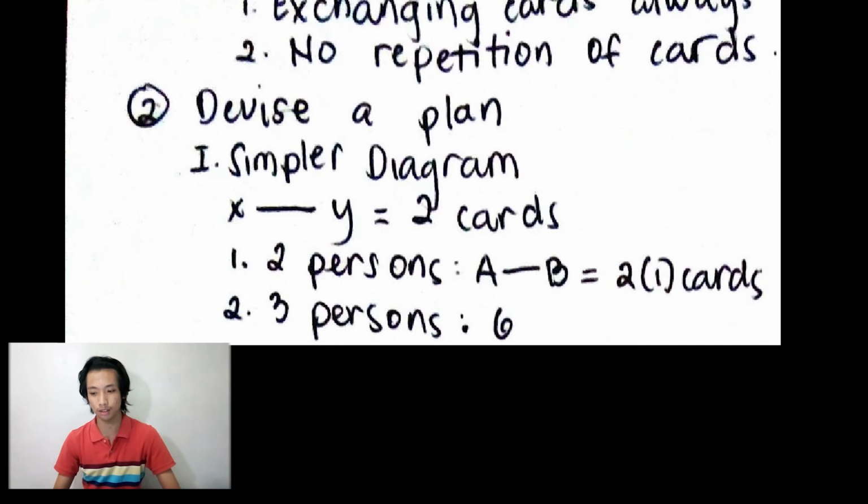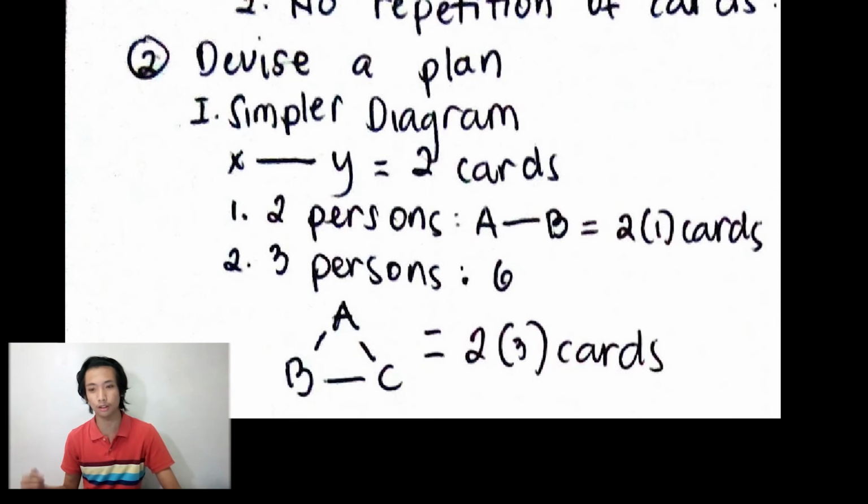Each line is equal to 2 cards exchanged, since, like what I said, person A gives a card to person B and person B automatically gives a card to person A because it is an exchange. So for 2 persons, the total number of cards exchanged is 2, since the number of created lines between them is just 1. For 3 persons, the total number of exchanged cards is 6, since the number of created lines between the 3 persons is 3 lines.